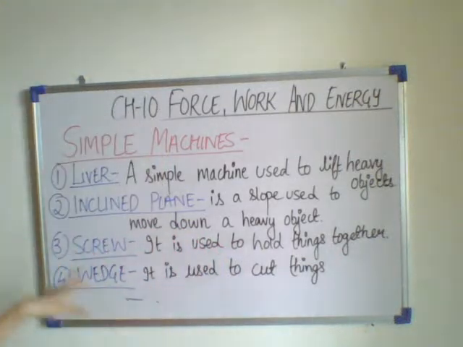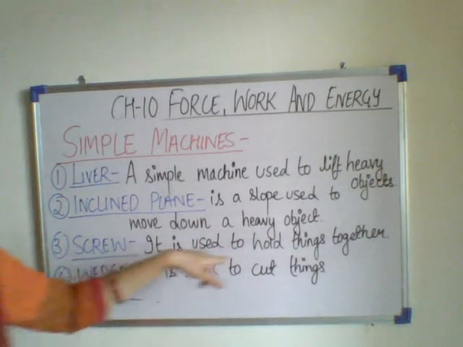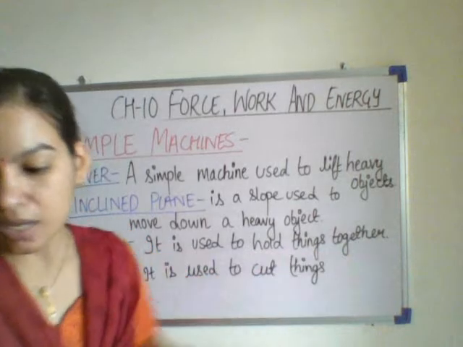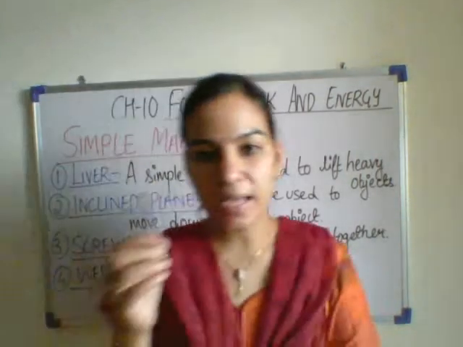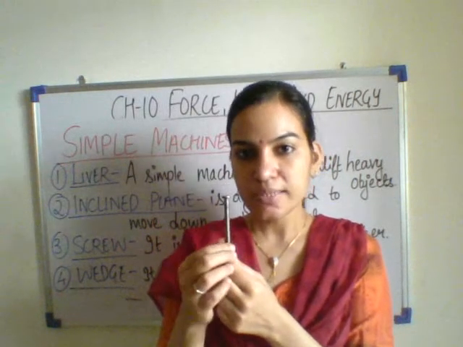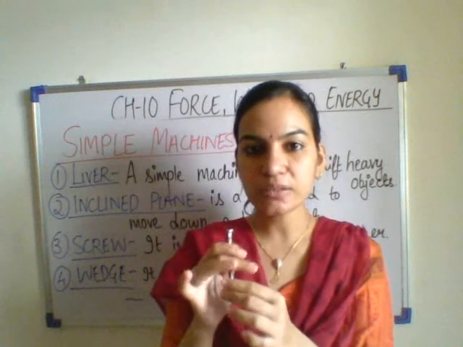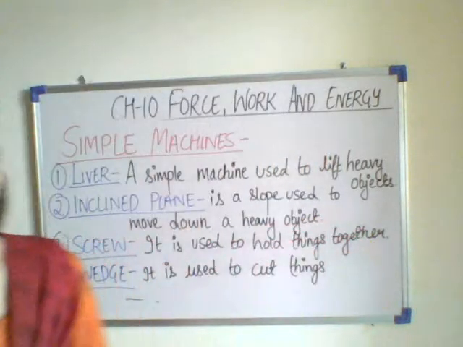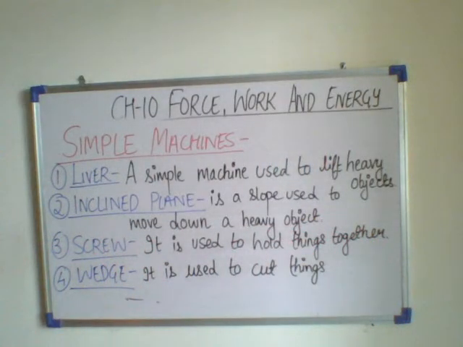The third one is the screw. What is the use of a screw? It is used to hold things together. How does a screw look? It looks like a nail. This is a screw. It is used to hold different things together. A screw looks like a nail.